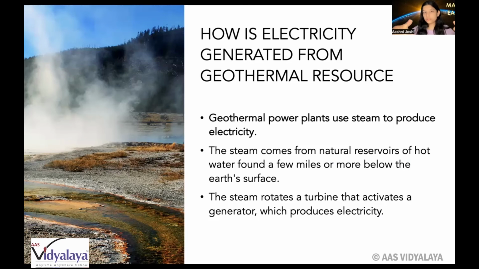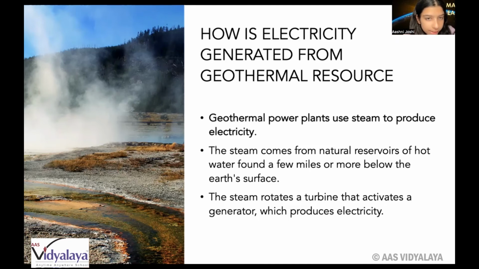So if this is the Earth's surface and we go below and below, if we go a few miles below, we can get natural reservoirs of hot water, which generate intense amounts of steam because they're very, very hot. So they generate steam, and we use this steam again to rotate a turbine and get electricity from the kinetic energy of the turbine. So basically, kinetic energy of steam is transferred to kinetic energy of turbine, transferred to electrical energy. The steam rotates a turbine that activates a generator which produces electricity. We're converting it through a generator.